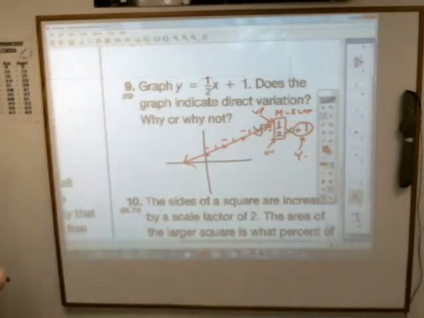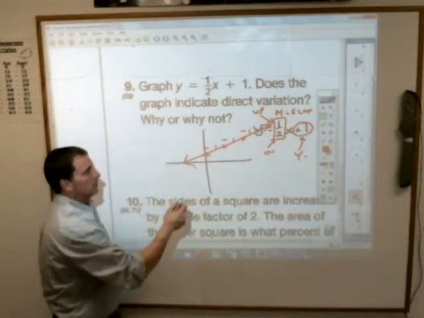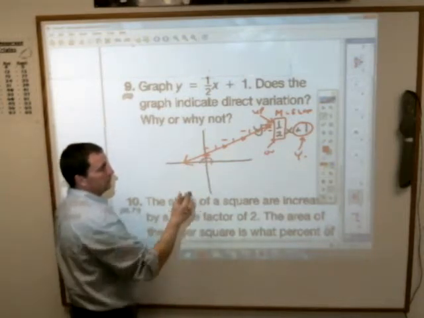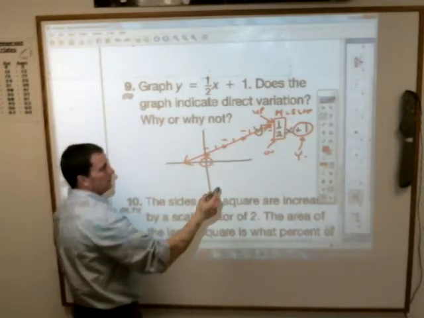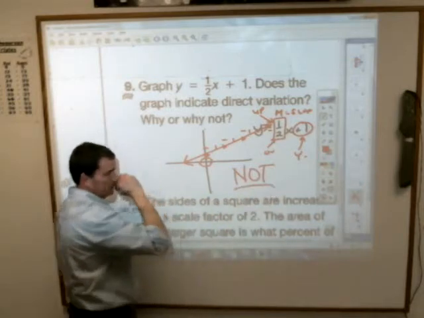And the question they said, is it direct variation? For things to be direct variation, they have to be a straight line, and it has to go through the origin. Got to go through the middle. This did not go through the middle, so it is not direct variation.